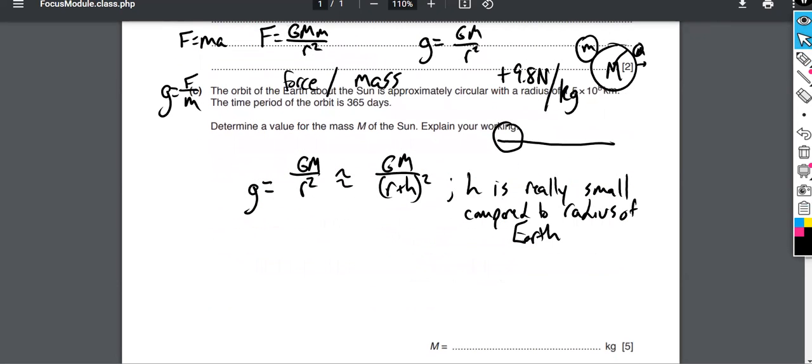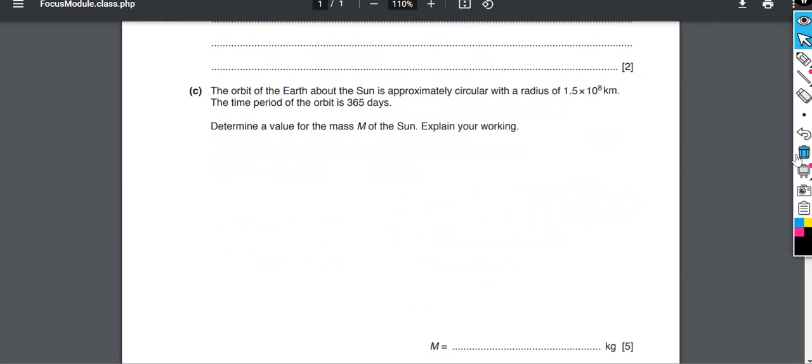All right. The question goes on to read, the orbit of the Earth about the sun is approximately circular with a radius of 1.5 by 10 to the 8 kilometers. The time period of the orbit is 365 days, and we are to determine a value for the mass of the sun and explain the working.